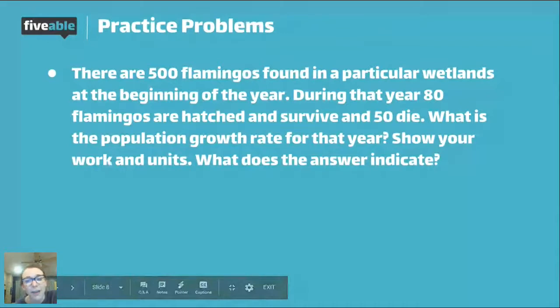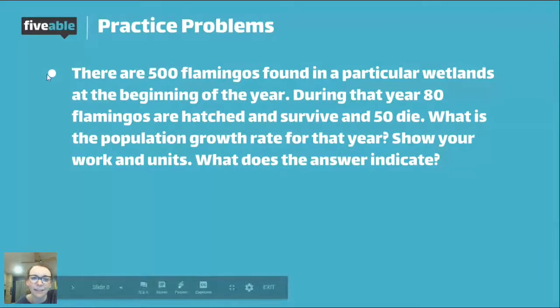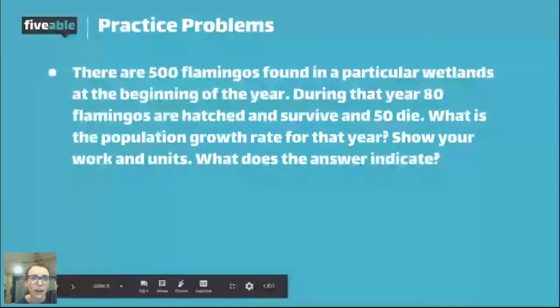Okay, so you should have found that we have a positive 30 individuals per year. It's important to include a couple things here. Obviously 30, because we have 80 born minus 50 dying. The growth rate for that year is in individuals, because that's a specific number of flamingos, and then per year because that's the time frame we're given. Because this is a rate, you have to have per something over time. So our population is growing by 30 individuals a year, which is not really quick, but it's definitely growing. It's not declining or anything like that. So that's your easy answer to that question.